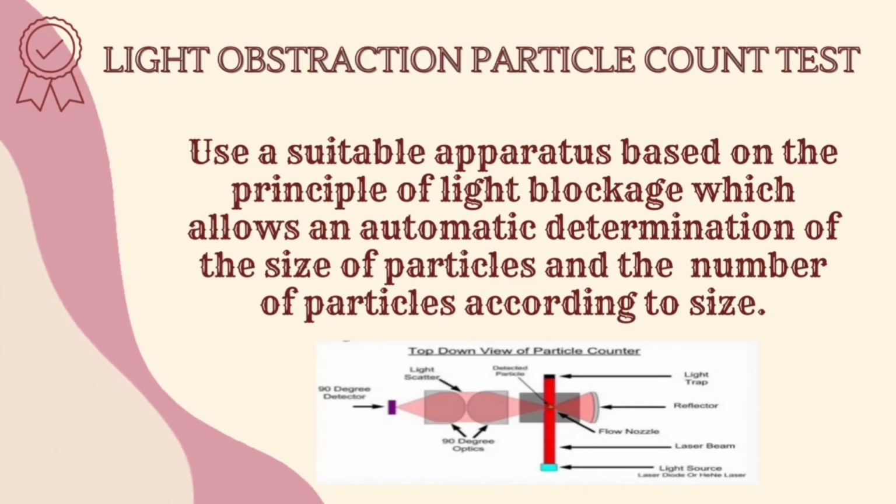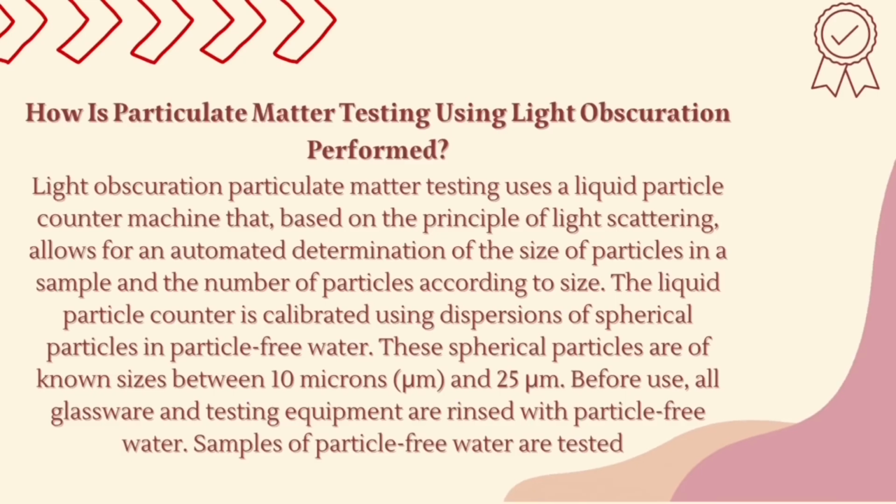Light obstruction particle count test. Use a suitable apparatus based on the principle of light blockage, which allows an automatic determination of the size of particles and the number of particles according to size. How is particulate matter testing using light obstruction performed? It uses a liquid particle counter machine that, based on the principle of light scattering, allows for an automated determination of the size of particles in a sample and the number of particles according to size.